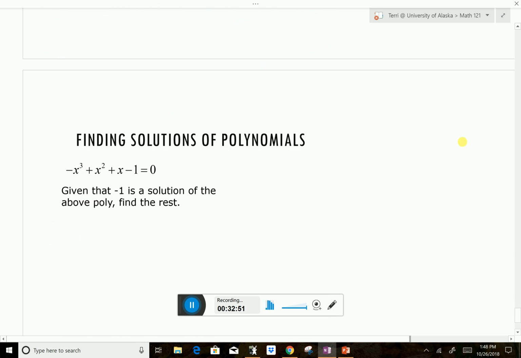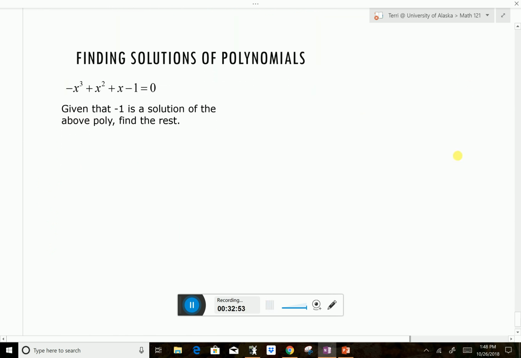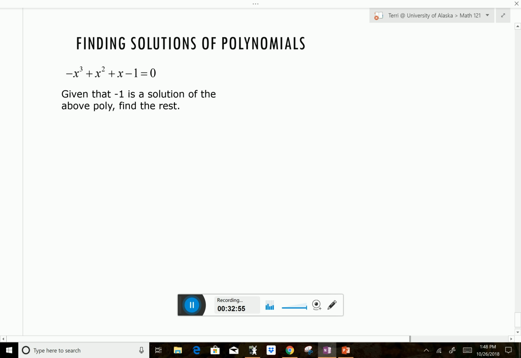Okay, so finding the solutions of polynomials. A lot of times this is what we're going to have. Given that negative 1 is a solution of the above polynomial, find the rest. So we're told that negative 1 is a solution. So x plus 1 is what we're dividing. If we divide this by x plus 1, we know this can be factored as x plus 1 and something else. And then if we can factor that something else, we can find the rest of the solutions.